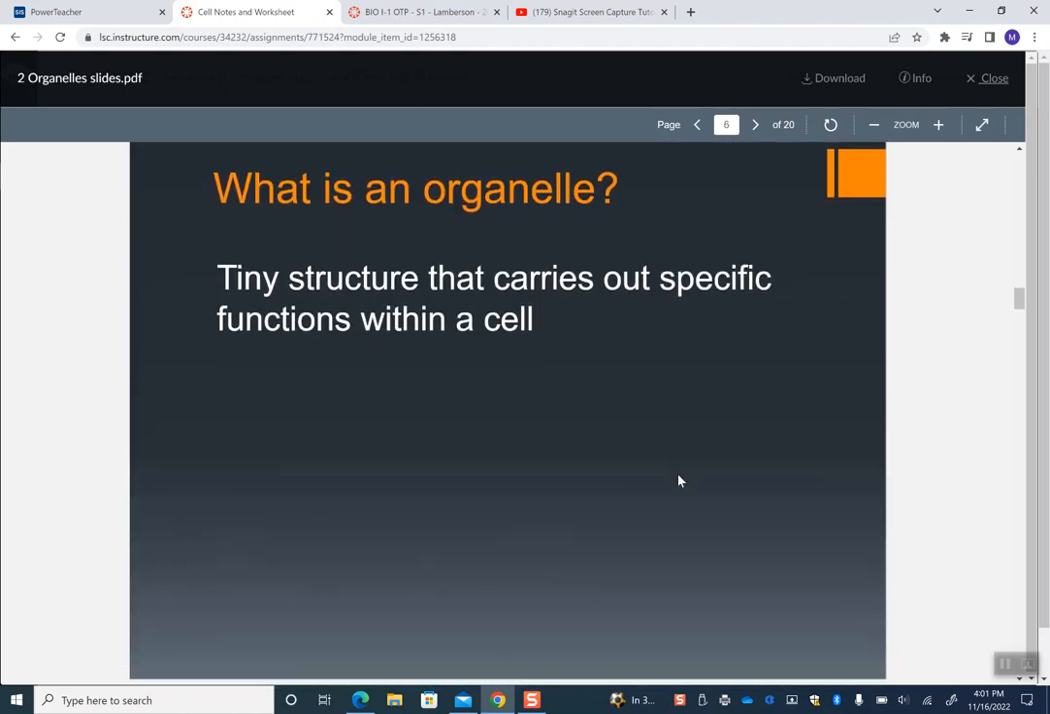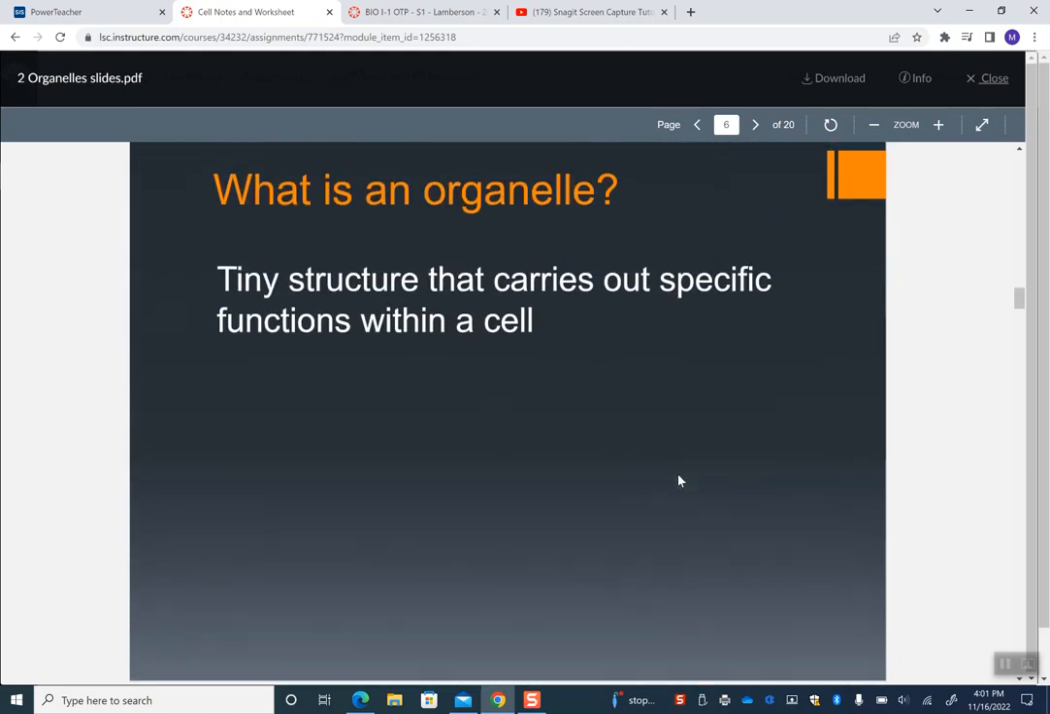Now we need to talk about organelles before we get started with defining each one of them. So if you think about your body, you have a lot of organs in your body, and each of those organs does a specific job. So just like we as humans have organs, cells have organelles. They have these tiny structures inside them that carry out specific functions within a cell.